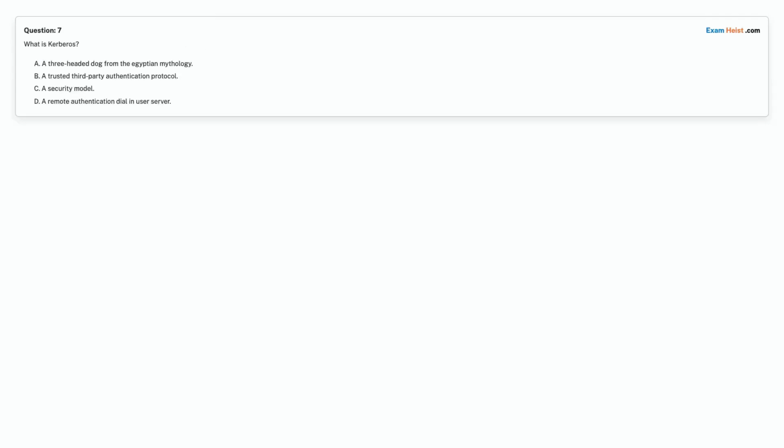Question 7. What is Kerberos? Option A. A three-headed dog from Egyptian mythology. Option B. A trusted third-party authentication protocol. Option C. A security model. Option D. A Remote Authentication Dial-In User Server. Choose the correct answer.